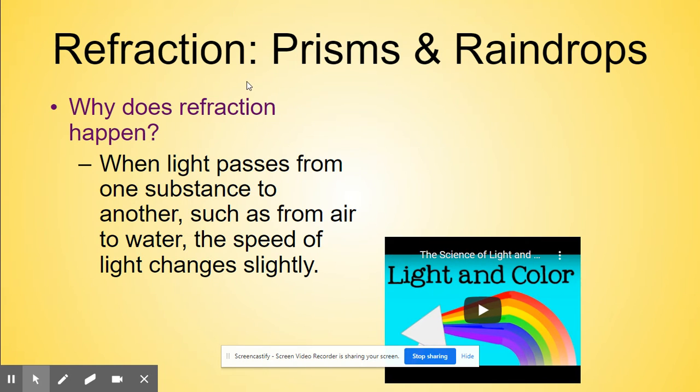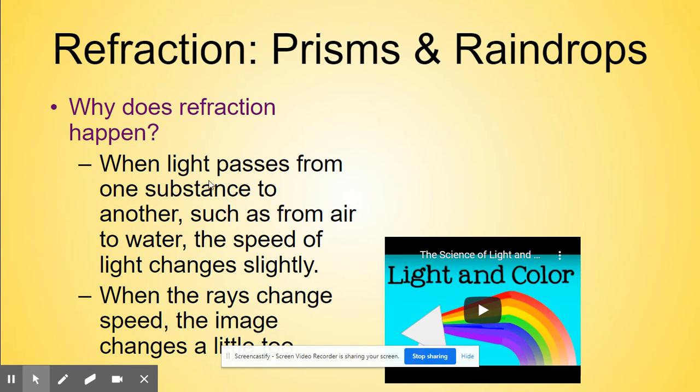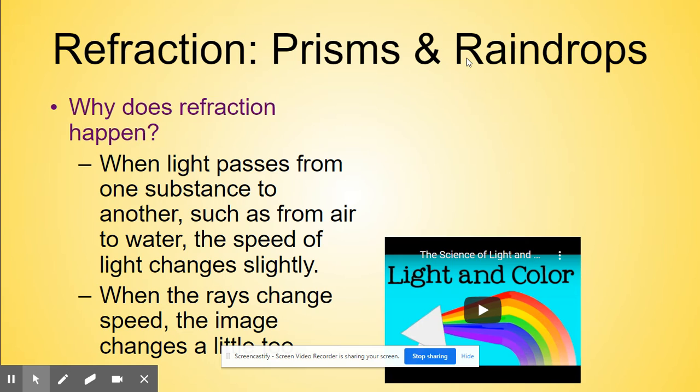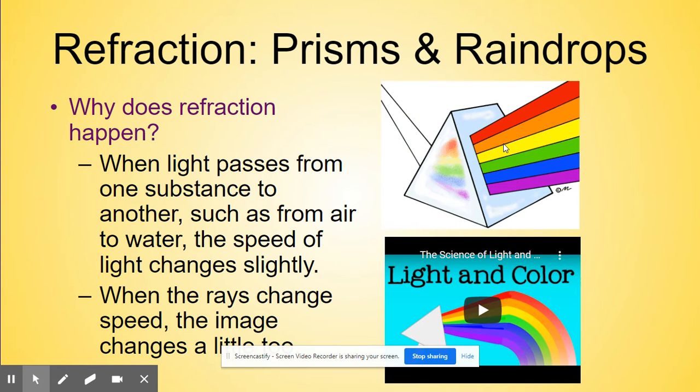So, why does refraction happen? When light passes from one substance to another, such as from air to water, the speed of the light is changing slightly. When those rays change speed, the image changes a little bit too. Think about when it rains and you see a rainbow. That would be a wonderful example of refraction. And this, where my mouse is showing you a prism, the white light entering, then it comes out through the prism bent and gives us Roy G. Biv.